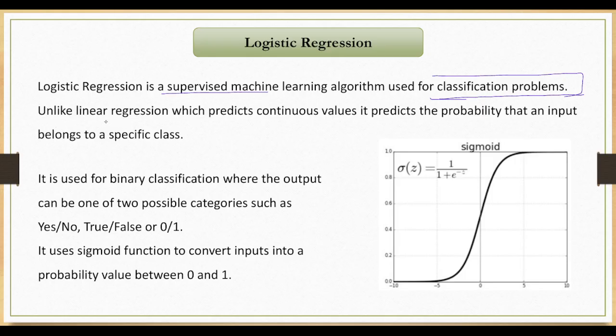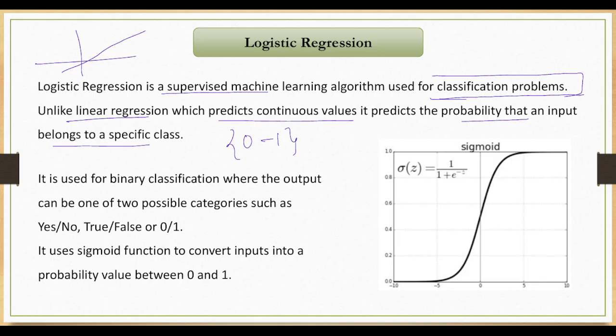Unlike linear regression, as we also know there is another type of regression, that is linear regression. In linear regression, we predict a continuous value. But in case of logistic regression, we get a probability. It predicts the probability that an input belongs to a specific class. And as we know, in case of probability, we get a value between 0 and 1.